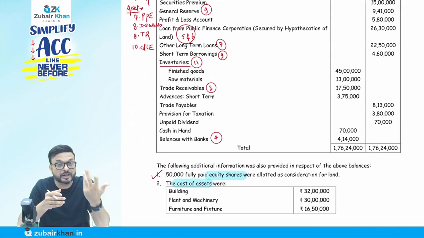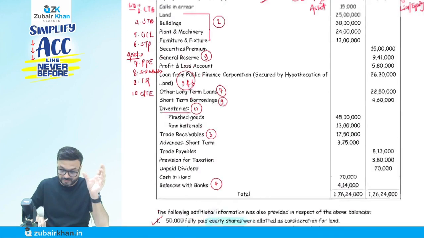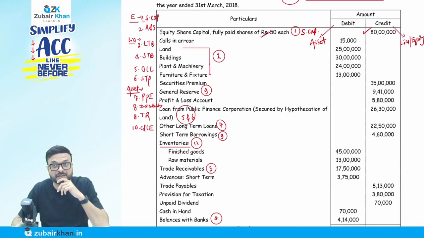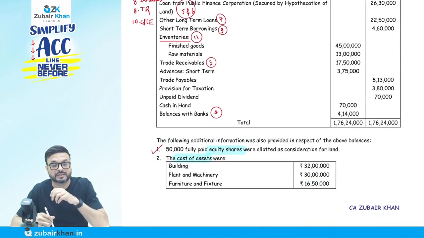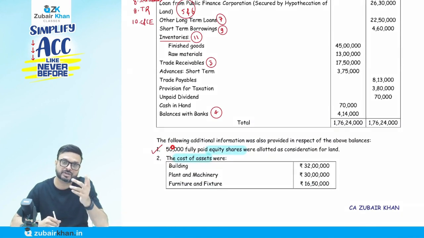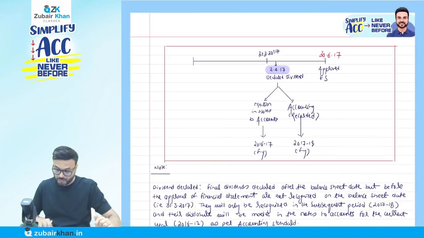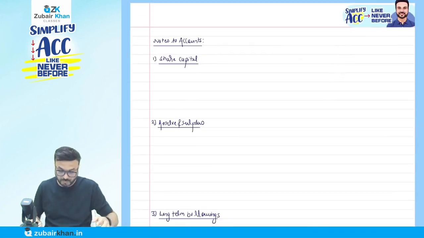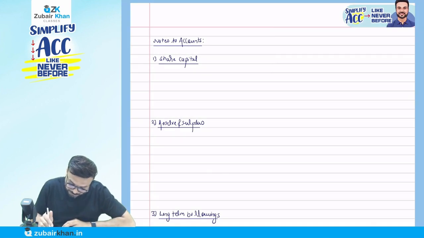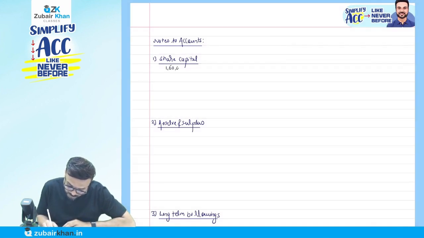Okay, so basically they are trying to tell you that out of 1,60,000 shares, how did I decide 1,60,000? 80 lakhs divided by 50, that is coming 1,60,000 shares. And out of 1,60,000, 50,000 shares were issued for consideration other than cash. Okay, so where do we write it down? In notes to account number 1. So go to notes to account number 1 and write down there now: 1,60,000 equity shares of rupees 50 each.